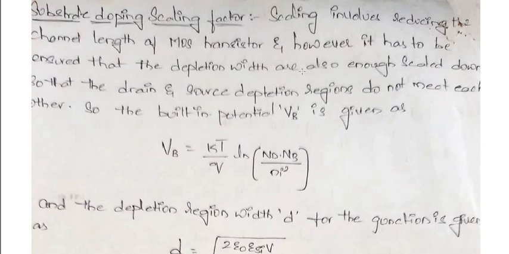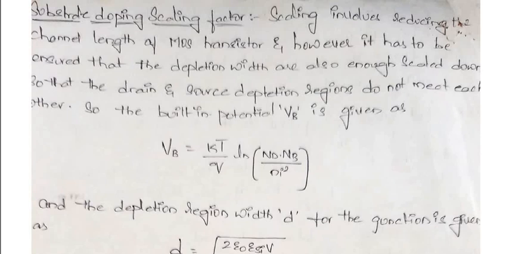Scaling involves reducing the channel length of the MOS transistor, and it has to be ensured that the depletion width is also scaled down so that the drain and source depletion regions do not meet each other. The main agenda is that the drain and source depletion regions should not meet. To avoid that, we use this substrate doping scaling factor, which in turn reduces the length of your MOS transistor, and when you decrease the length, the width should also be decreased, so that the drain and source depletion regions will not meet.